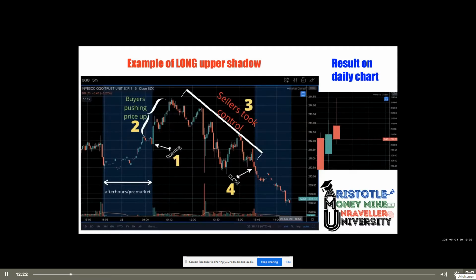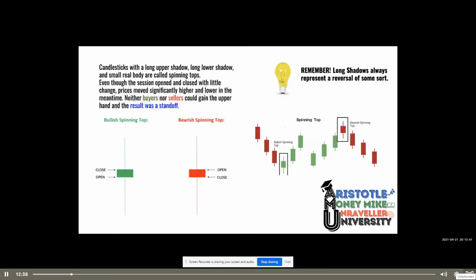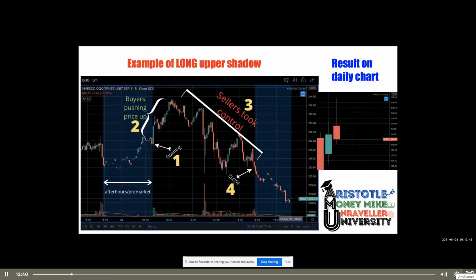But anyways, so within a day, right? It opened here, buyers pushed the prices up, but then sellers came back in control. And then it went as low as about right here, but then it came back up to close here. So what does that candlestick look like? This is on the daily chart.